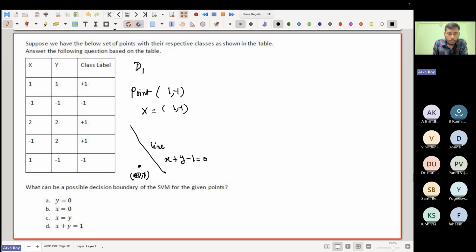Now to calculate the distance from this point to this line, what we do in terms of machine learning equation, already we have told you that we write equations like this: W transpose X plus W naught equals to 0. In this case, they have written the equation like this. Your X is X comma Y.